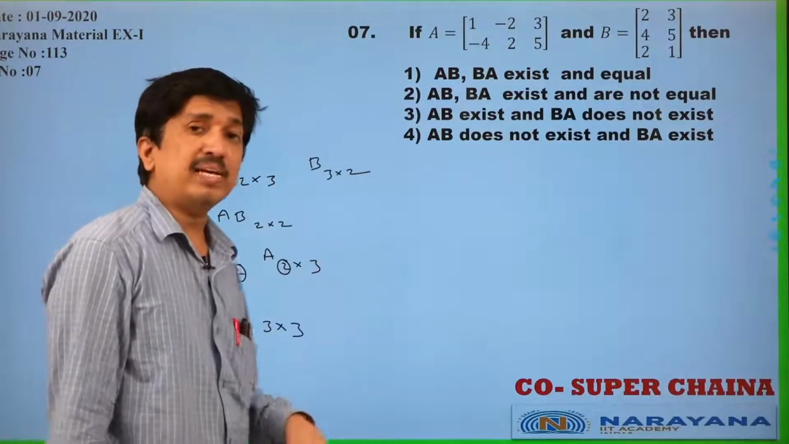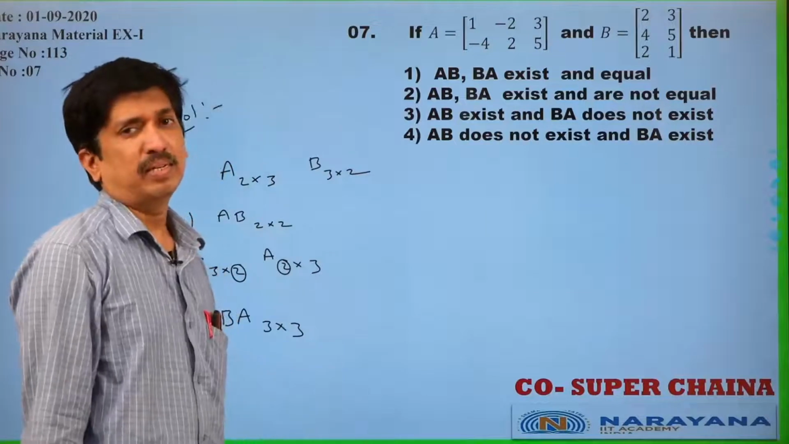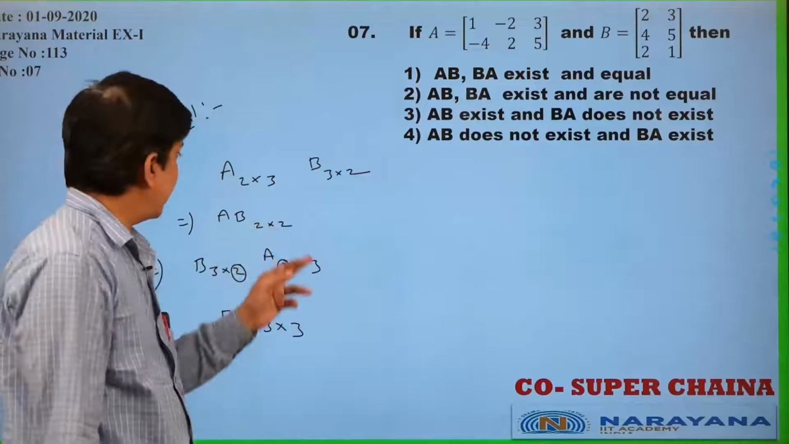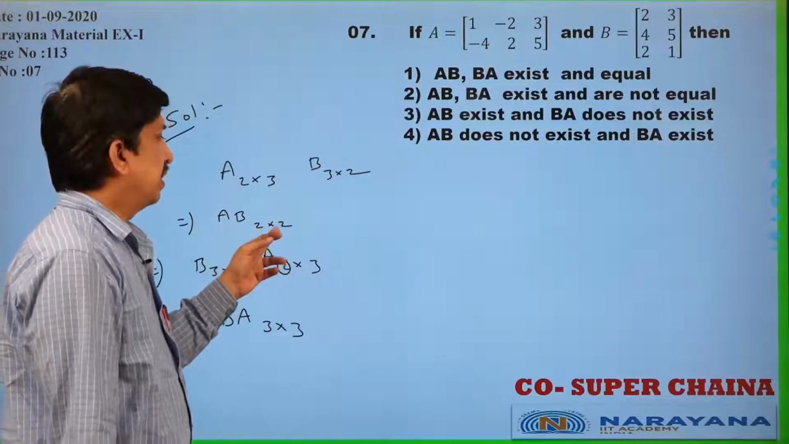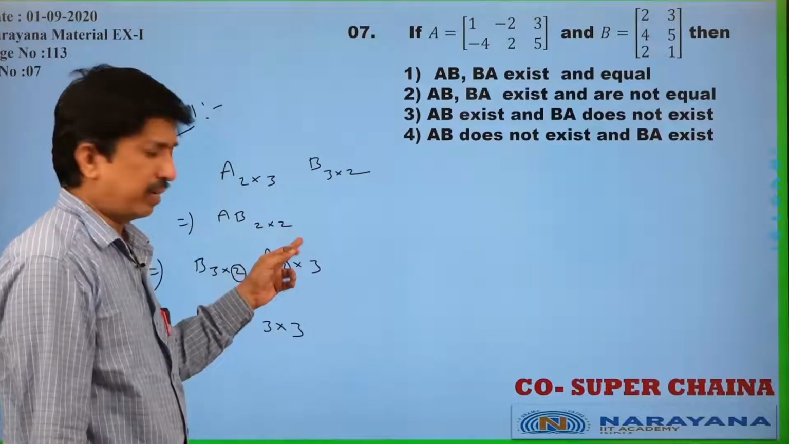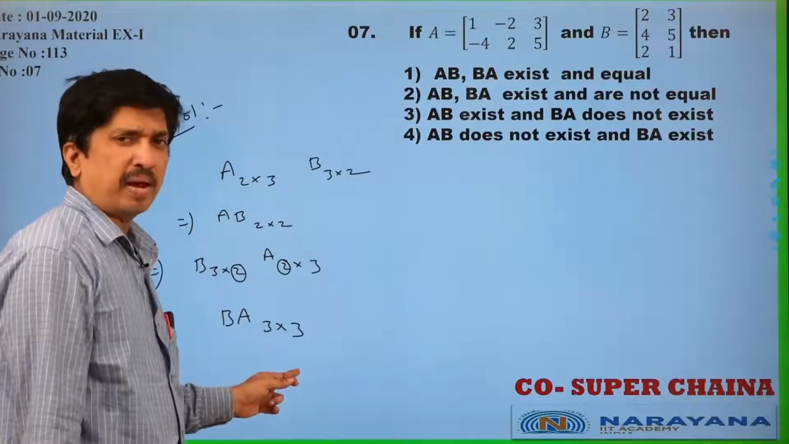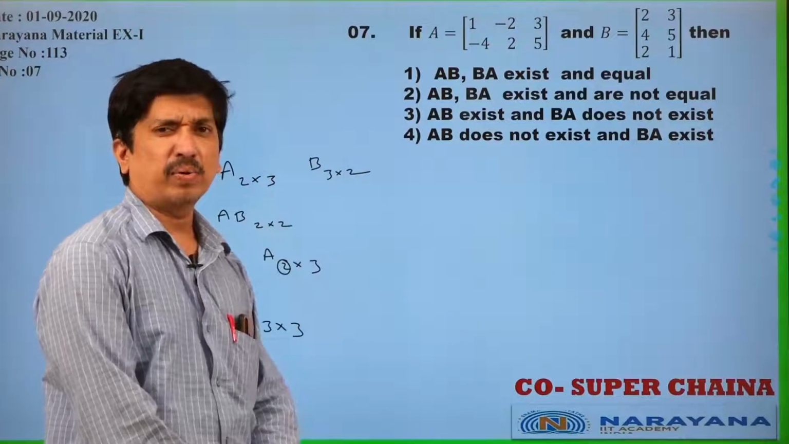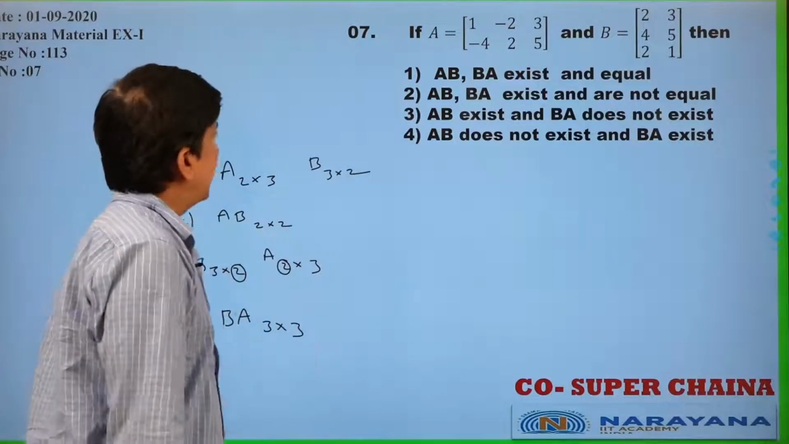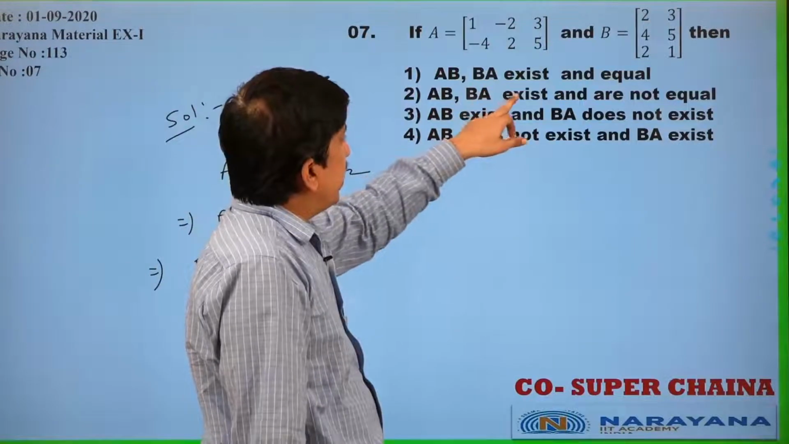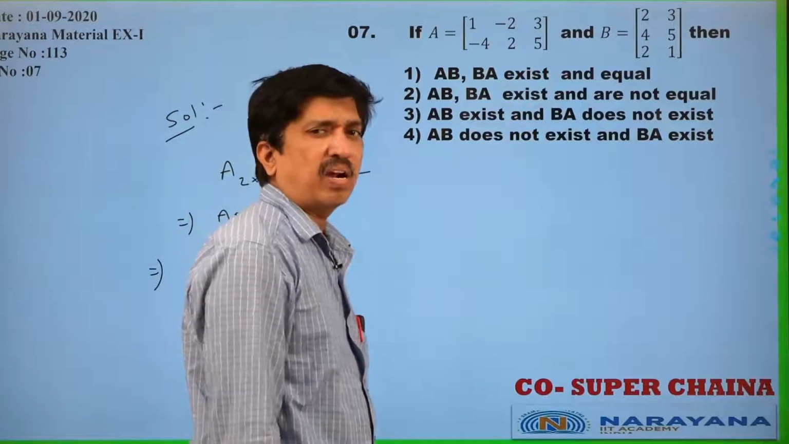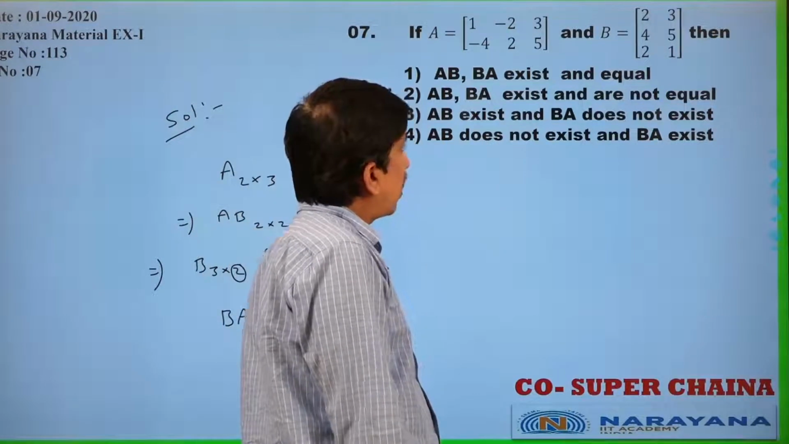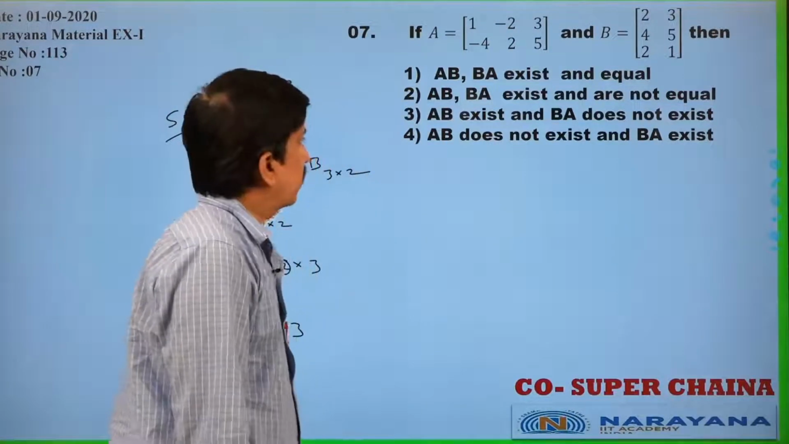So, here AB exists, BA also exists. But AB and BA are not same. Why? Because AB is a 2 by 2 order matrix. Now, BA is 3 by 3 matrix. A 2 by 2 matrix never equal to 3 by 3 matrix only you will get. So, once we check the options, AB, BA exist and equal, they are not equal, wrong option only. AB, BA exist and are not equal, yes, this is correct only.